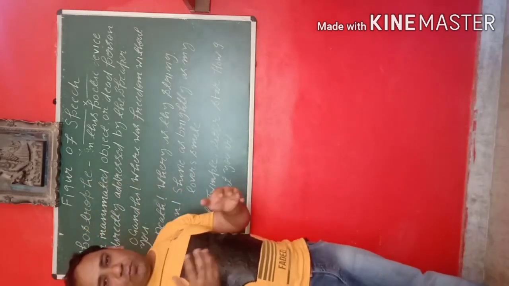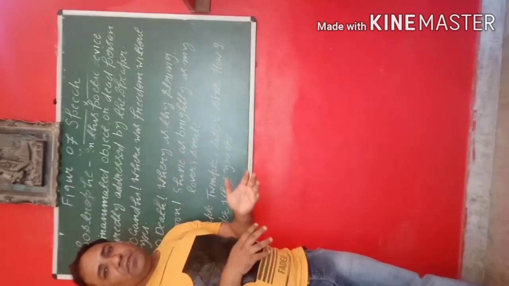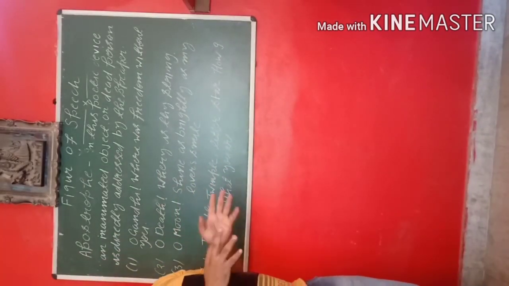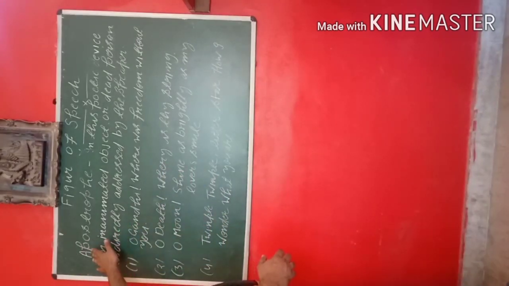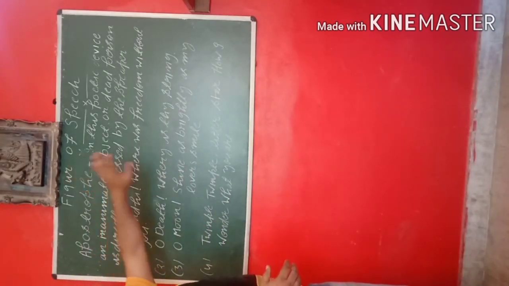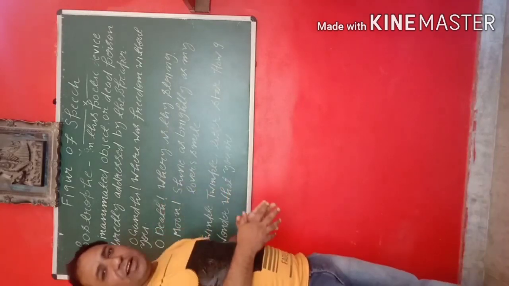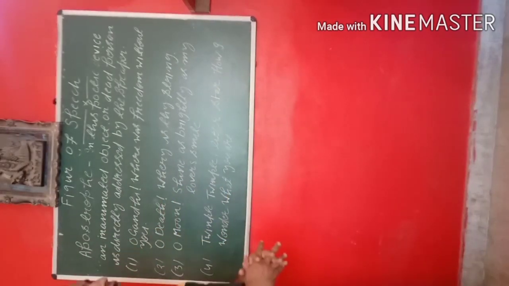Here in fact I would like to make a correction. In the previous video the spelling of apostrophe was mentioned wrong, so I would request you to correct it. The correct spelling is apostrophe. I believe I forgot to mention E in that video, so you make that correction yourself.